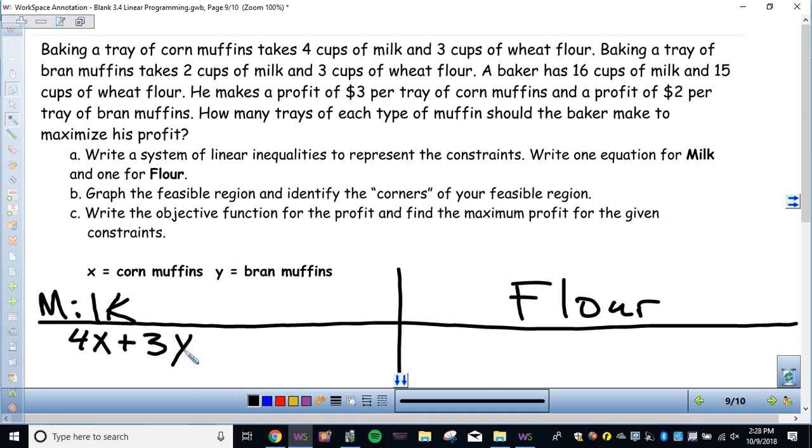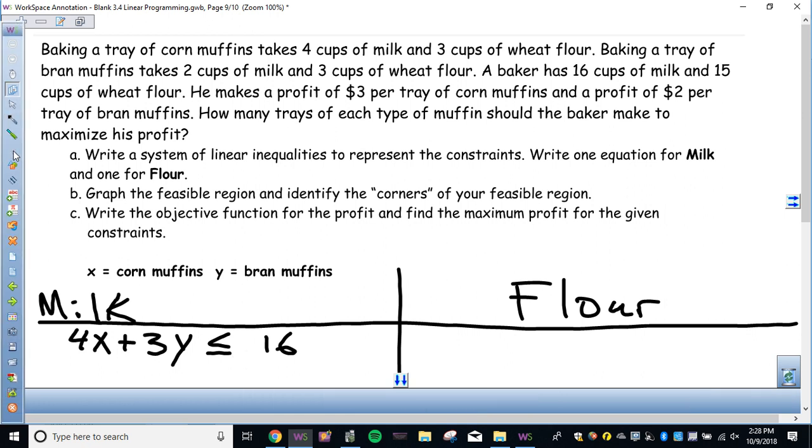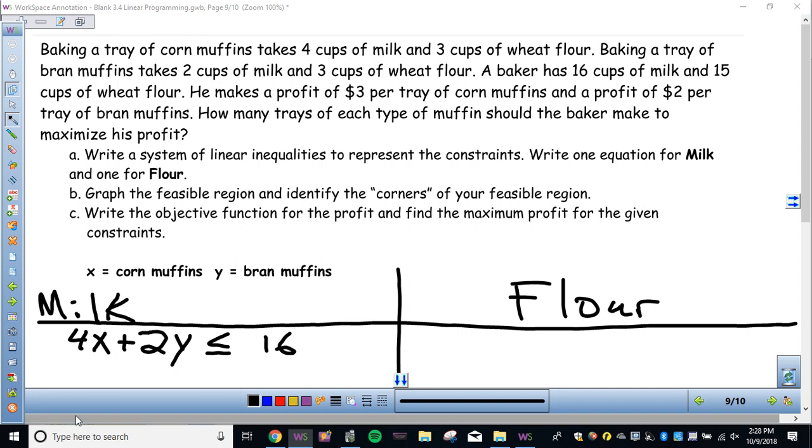16. So what's the inequality? Anyone? Less than or equal to, right? Because he only has 16 cups of milk, he can't go over that. Nico, question? That should be 4x plus 2y. Oh, silly me. 4x plus 2y. Thank you, Nico. It's all going to be okay. There's only one number. All right, flour.